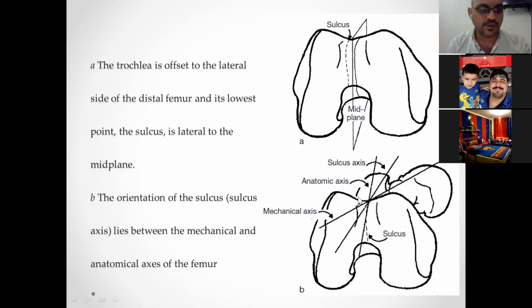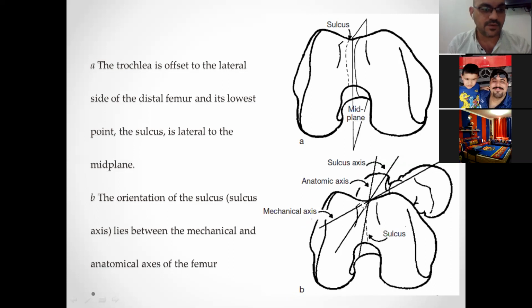The anatomic line of the femur passes up from the femoral shaft to the center of the distal femur. This is called the anatomic axis, the straight line. Okay, and the mechanical axis starts from the center of the femoral head into the sulcus. The mechanical line passes through the center of the femoral head to the center of the distal femur.